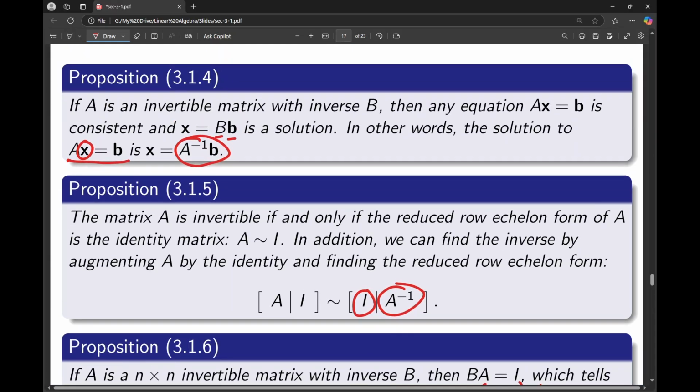So these 3 propositions you're going to need to refer to when you do the true-false homework questions. All right, I'm going to stop this video and then we'll start the activity next.